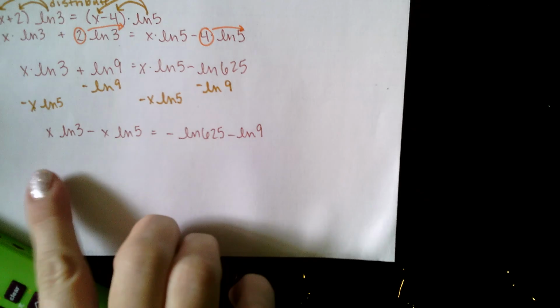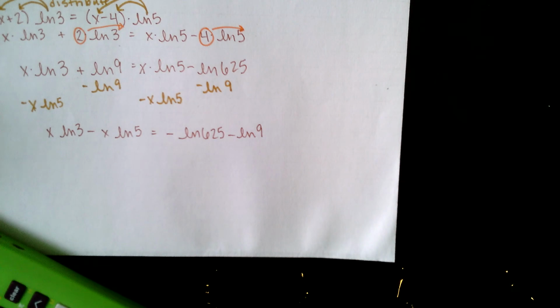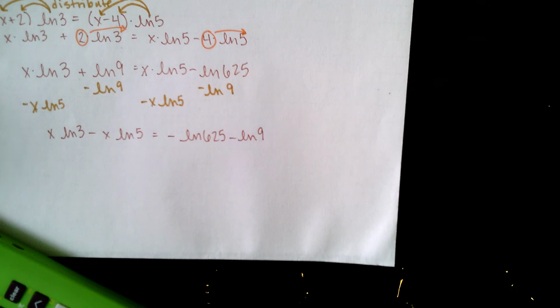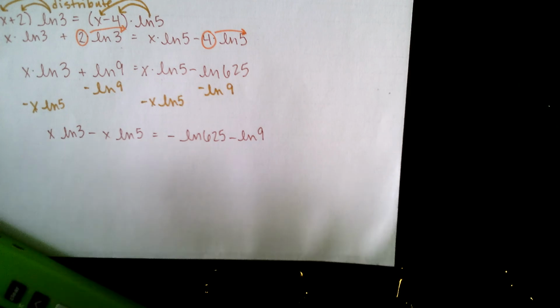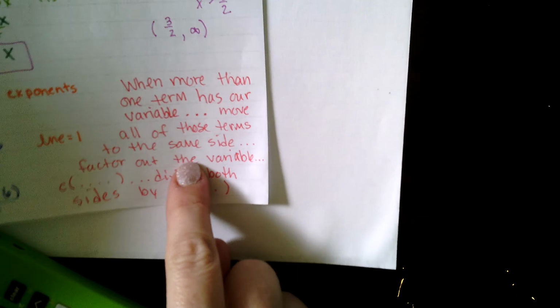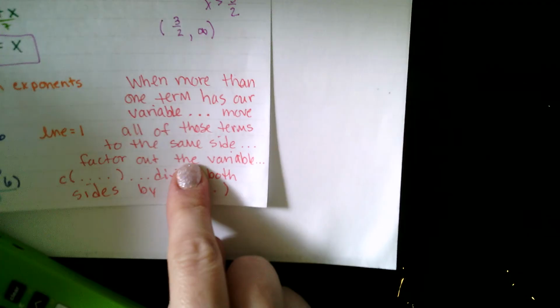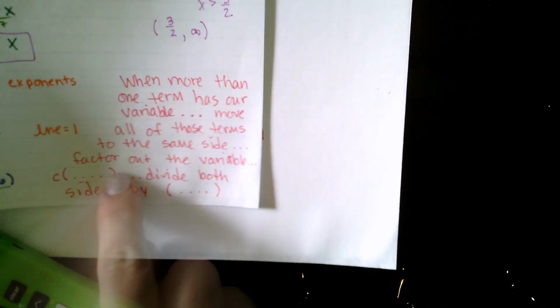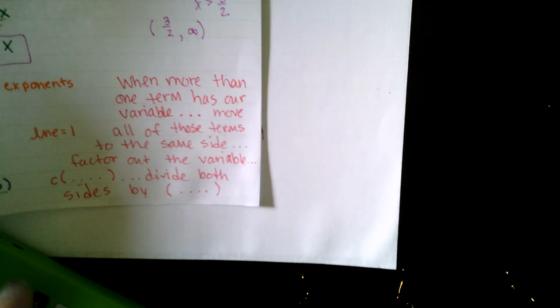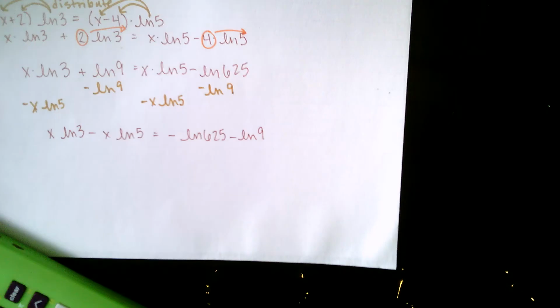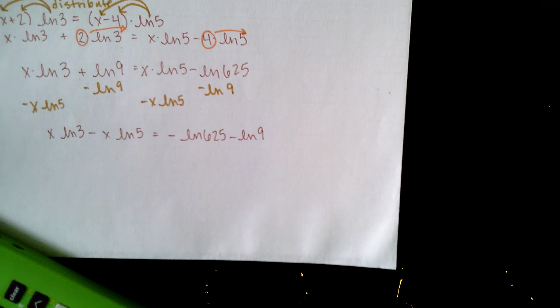But now I have that situation where I have two of the same variable, like we did on our previous page. So we're going to use that same strategy that we used before. When more than one term has our variable, move all of those terms to the same side, factor out the variable, and then divide both sides by the parenthesis.